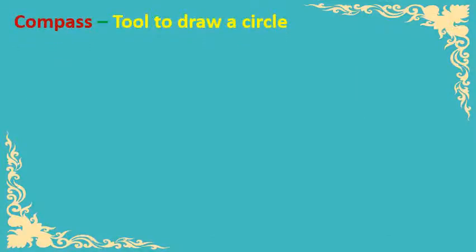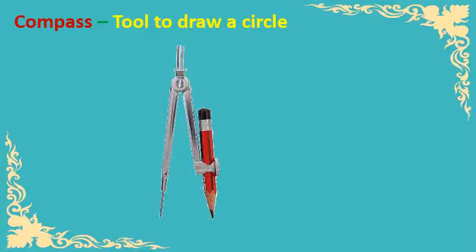Now, if we want to draw a proper circle, it is not possible for us to draw it with the help of our hand. We need some tool to draw this. See this? Yes, I know that you have seen this in your geometry box. Correct? This is called a compass. Now we will see the different parts of the compass.